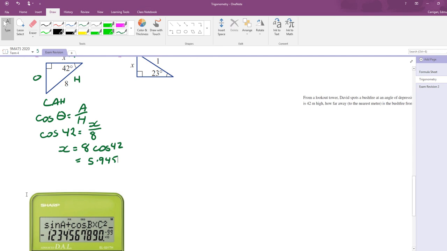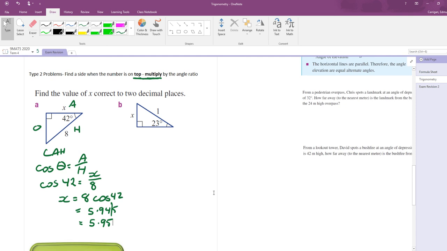I'm going to come up here and see what it's asked me to do. It's to be found to 2 decimal places. Putting my slash in there, the 5 is bigger, so I need to round up, 5.95. I am done. Doing one more to demonstrate.